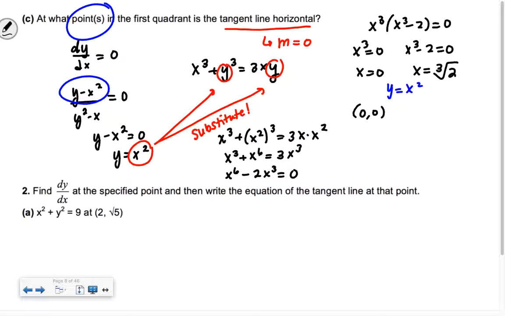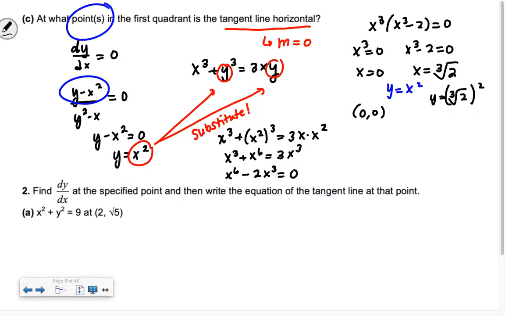And then the other one is going to give me y equals the cube root of 2 squared. What is that? Cube root of 2 to the 2/3. It is 2 to the 2/3. You could write it that way.